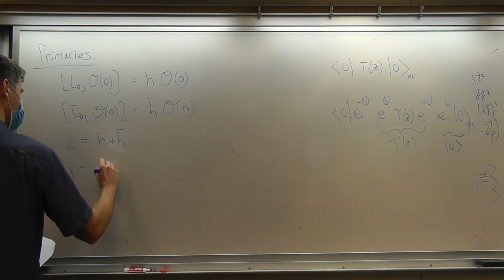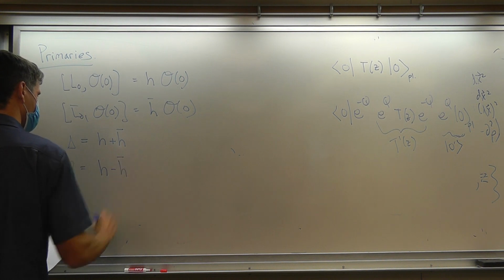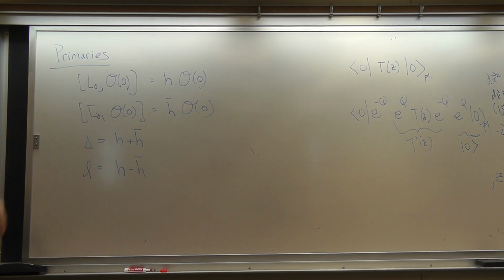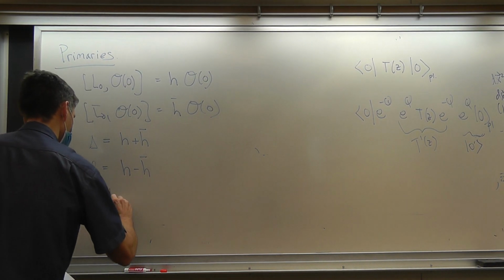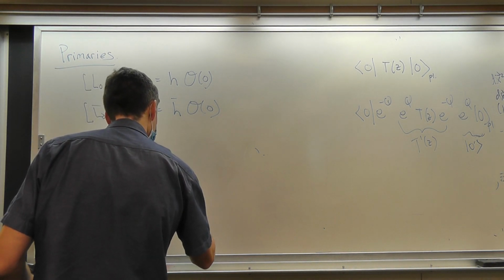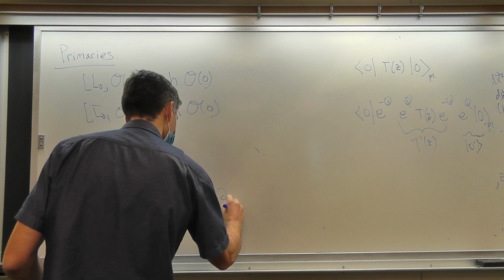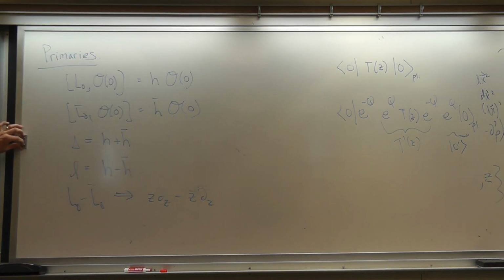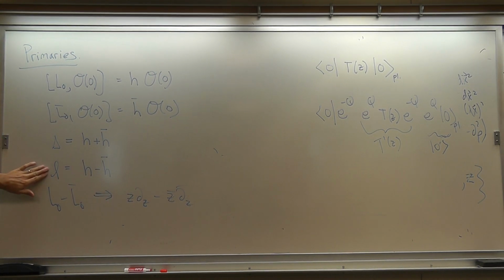And the spin is h minus h bar, because L0 minus L0 bar corresponds to the vector field ∂z minus ∂z bar, which is the rotation on the complex plane. I call this the spin. It's really the helicity, because it can be positive or negative. Its magnitude is the spin, but people call it the spin, so I'm going to call it the spin.